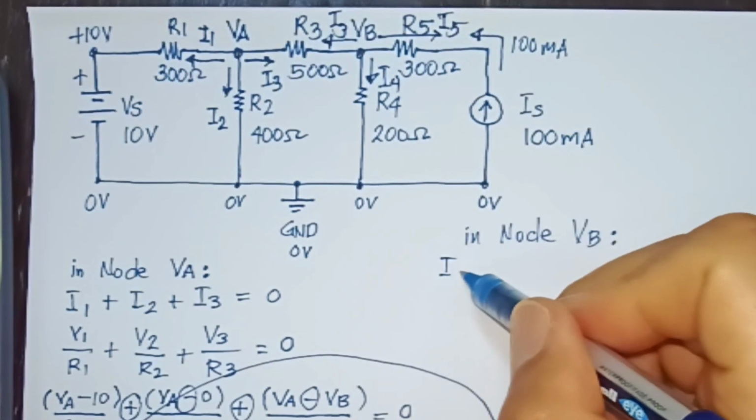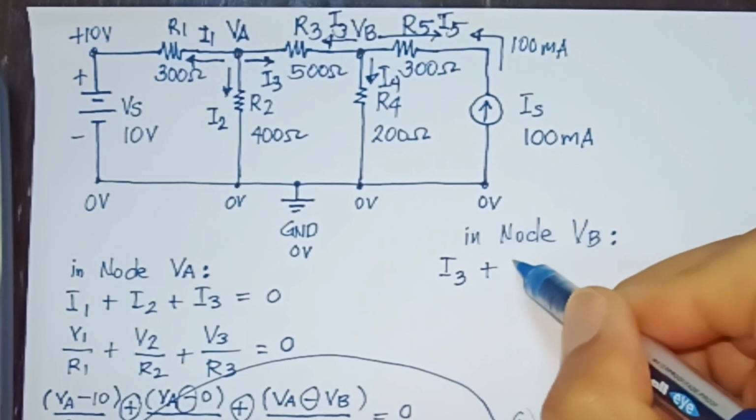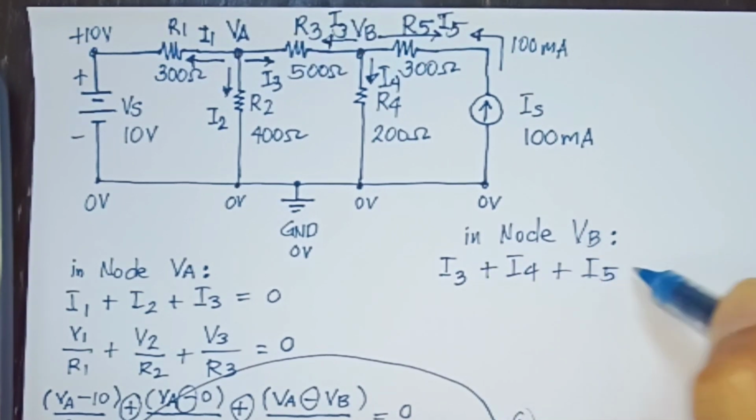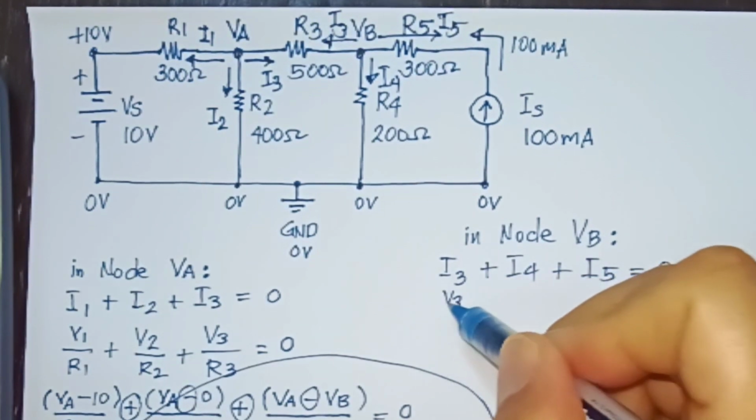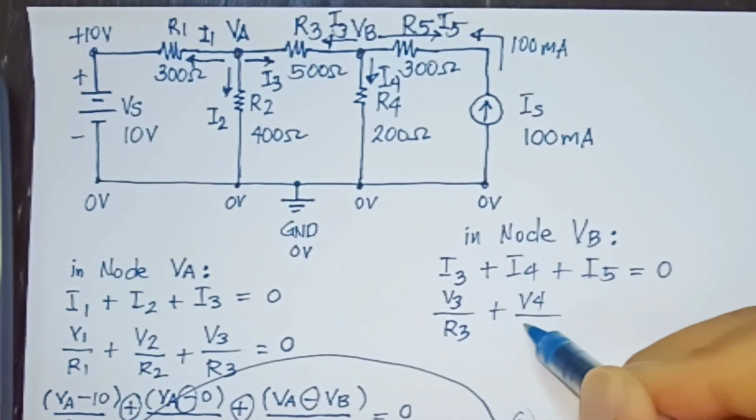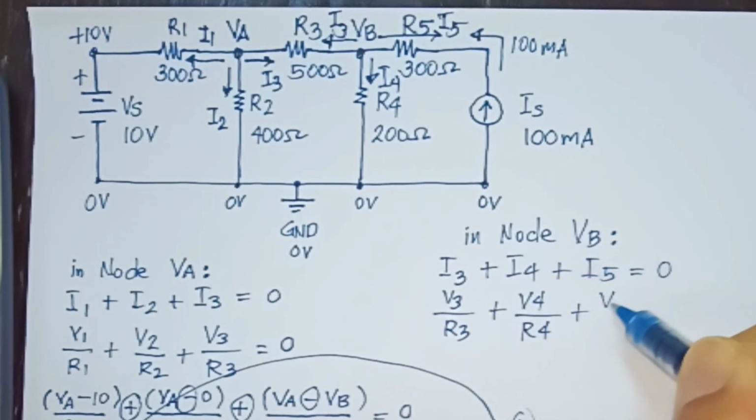Now, we will add the three currents by Kirchhoff's current law. I3 plus I4 plus I5 will be equal to 0. By Ohm's law, V over R, we will get V3 over R3 plus V4 over R4 plus V5 over R5 will be equal to 0.